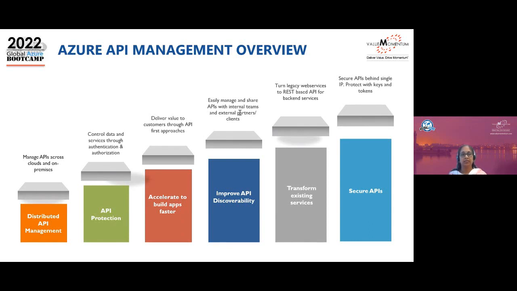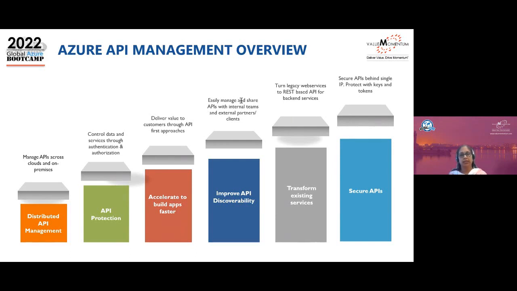And apart from this, if we look at distributed API management, we have a self-hosted gateway feature that expands API Management to support hybrid and multi-cloud environments, and also efficiently and securely manage these APIs hosted on-prem and in the cloud from a single API Management service.